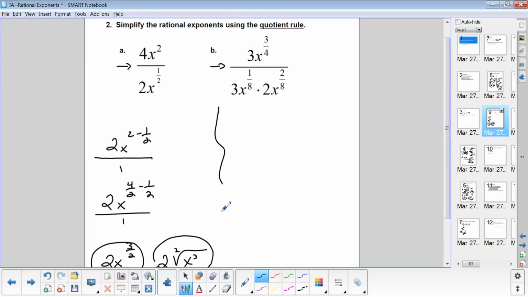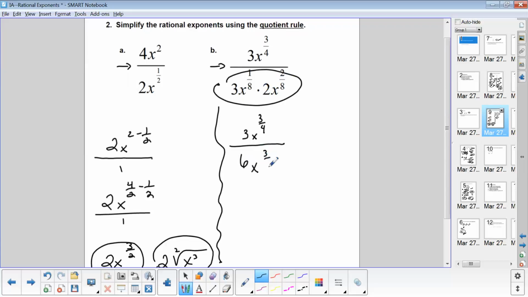All right, part B. I need to simplify the denominator first before I start to divide. So again, the denominator is actually using the product rule. So 3 times 2 is 6. And x to the 1/8 and x to the 2/8, the denominators are the same, so that would be x to the 3/8. I'm allowed to add those. Why? Because the bases are the same. I'm allowed to add 1/8 and 2/8.